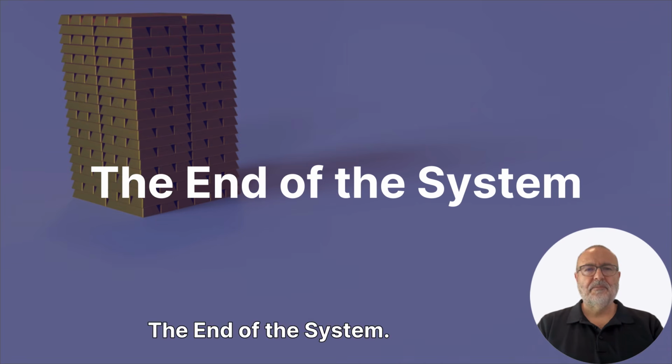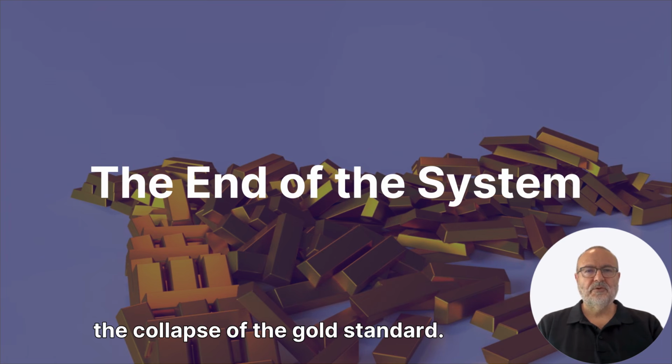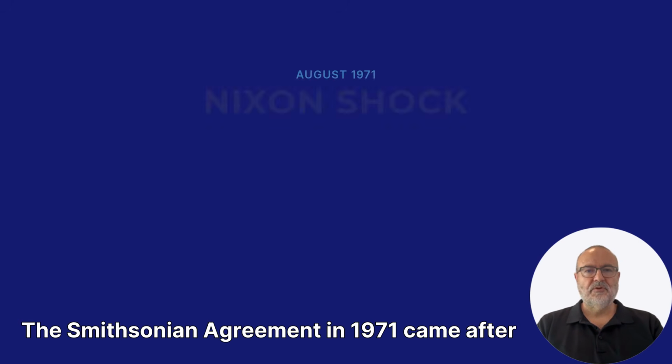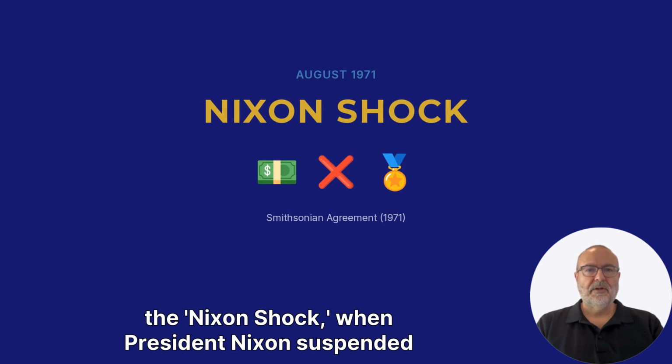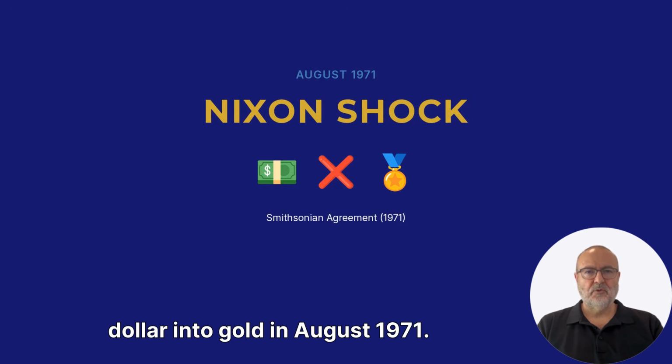The end of the system. This chapter examines the events leading to the collapse of the gold standard. The Smithsonian Agreement in 1971 came after the Nixon Shock, when President Nixon suspended the convertibility of the U.S. dollar into gold in August 1971.